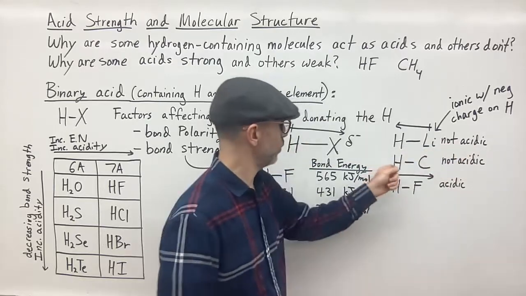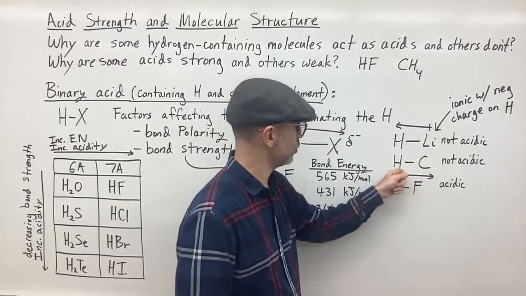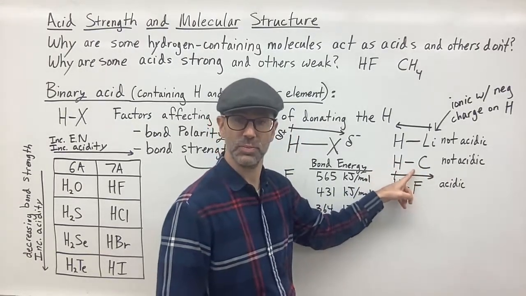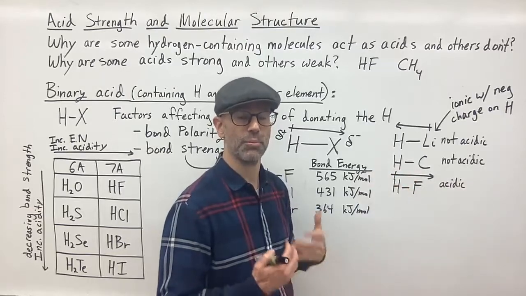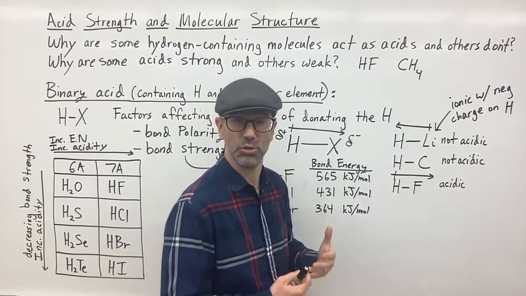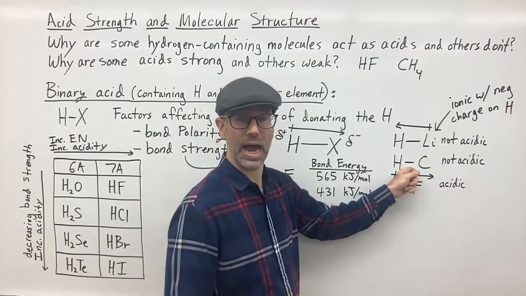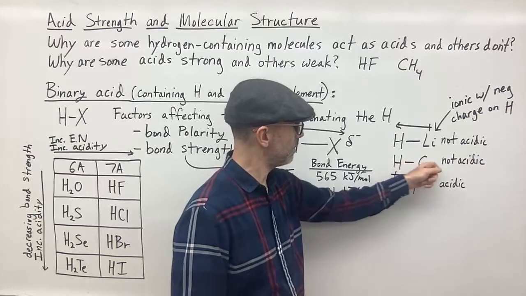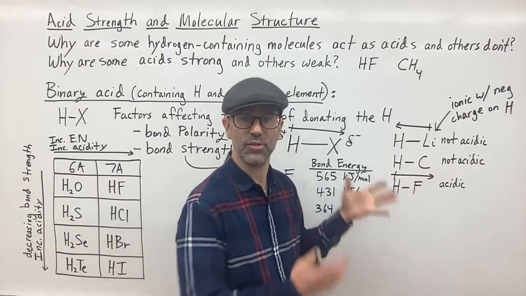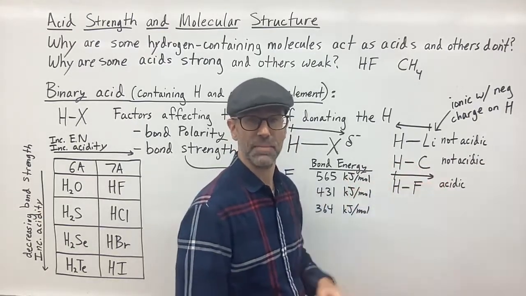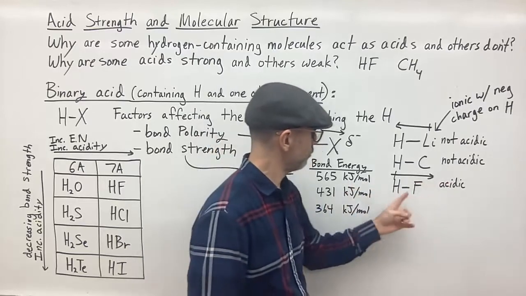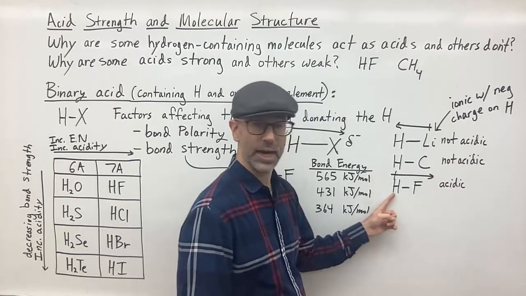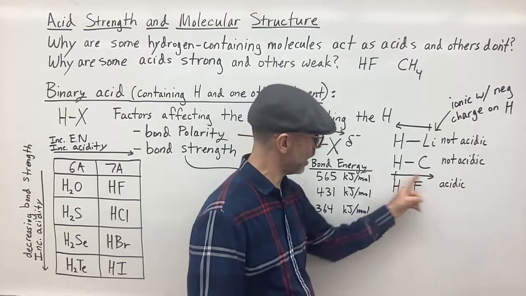Here with the HC bond, your carbon-hydrogen bond, the electronegativities of carbon and hydrogen are pretty much the same. They're very close to each other. So this ends up being a non-polar bond. There's really no partial negative, partial positive side. So this is not going to be acidic. But with HF, fluorine is highly electronegative compared to hydrogen. It's going to want to attract those electrons towards it.